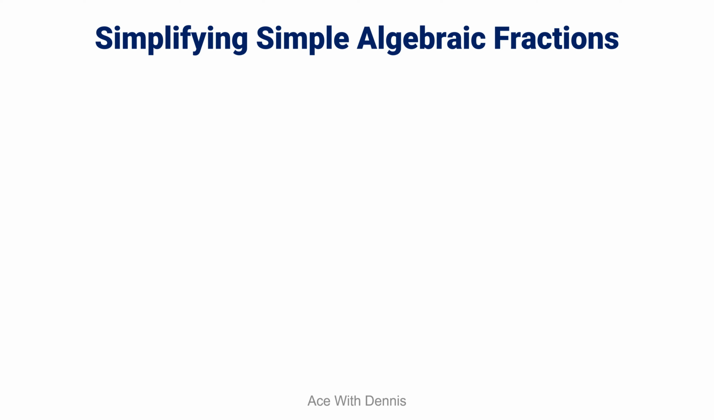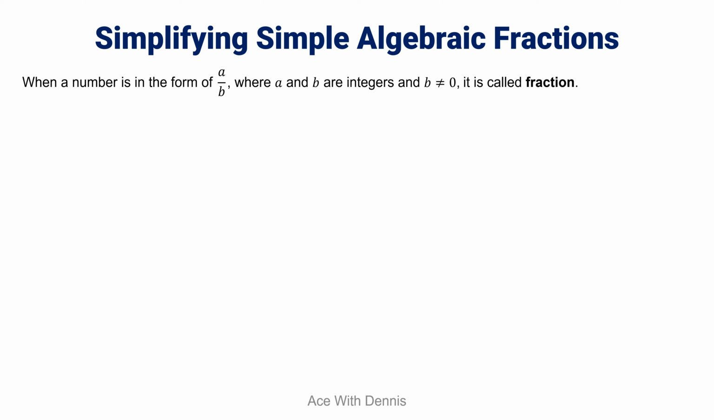Simplifying simple algebraic fractions. When a number is in the form of a over b, where a and b are integers and b is not equal to 0, it is called a fraction. Examples are 3 over 5, 19 over 13, and negative 2 over 3. As you can see in these 3 examples, a fraction can be just a normal fraction, the second fraction is an improper fraction, and it can also be a negative fraction.